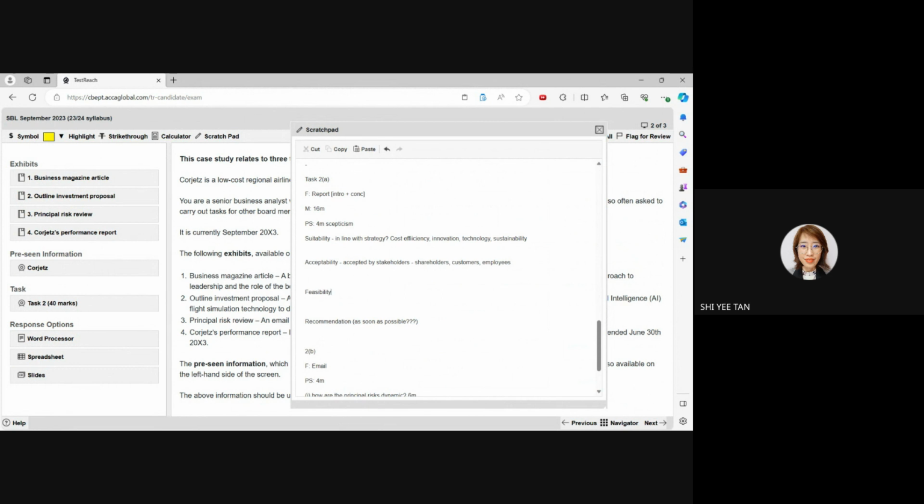Then feasibility means can do or not, got resources or not. Do you have resources? Are the resources sustainable? Is it green resources? Do you have finance, do you have money? Do you have people expertise? That's what we call resources, and that's what we call feasibility.